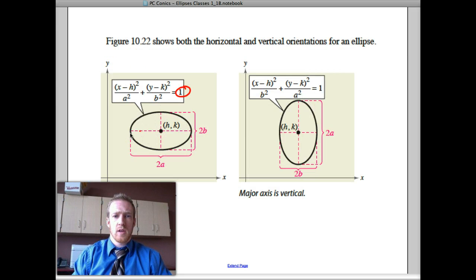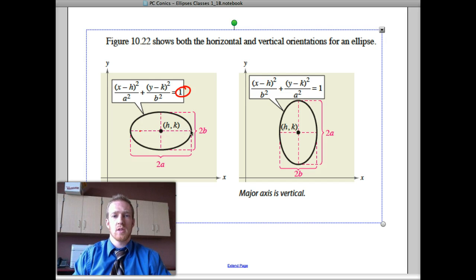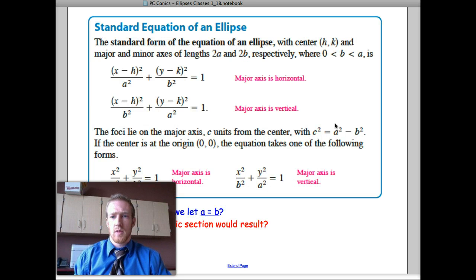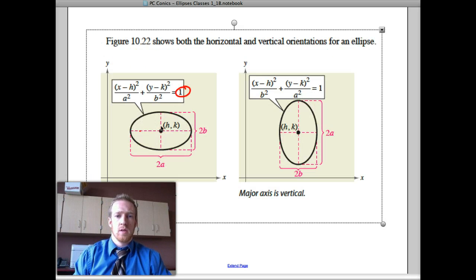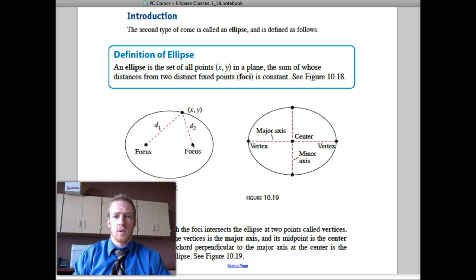The major axis is 2 times a, or the distance from the center to the edge is a. From the center to the closer edge is b, so 2b is the minor axis, and this is the major axis. We also have the relationship that c squared equals a squared minus b squared, where a is this distance, b is this distance, and c is the distance from the center to the focus.